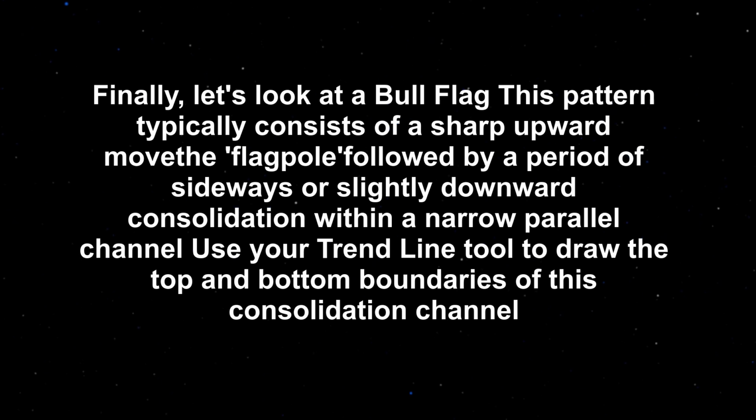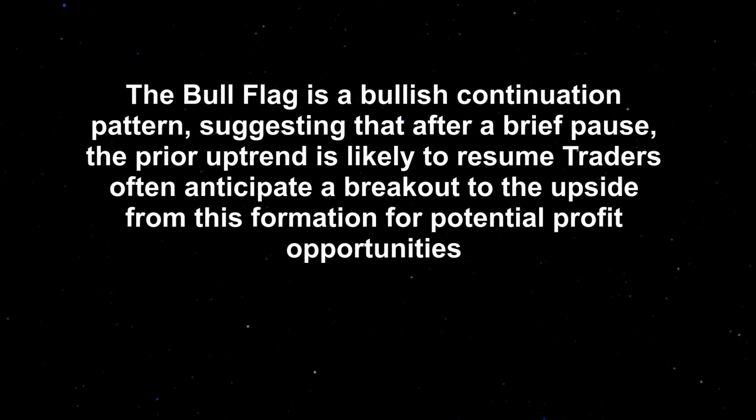This pattern typically consists of a sharp upward move, the flagpole, followed by a period of sideways or slightly downward consolidation within a narrow parallel channel. Use your Trendline tool to draw the top and bottom boundaries of this consolidation channel. The bull flag is a bullish continuation pattern, suggesting that after a brief pause, the prior uptrend is likely to resume. Traders often anticipate a breakout to the upside from this formation for potential profit opportunities.